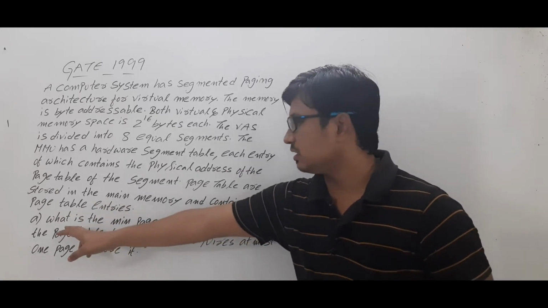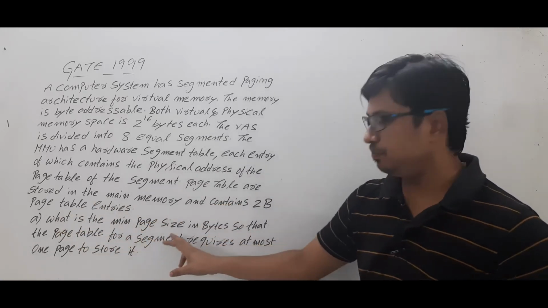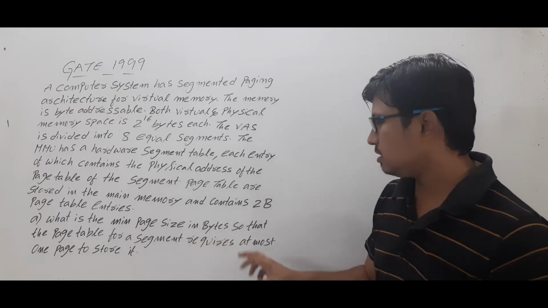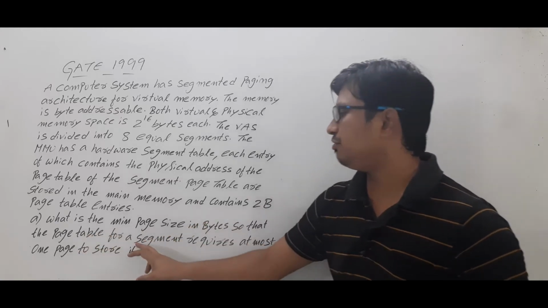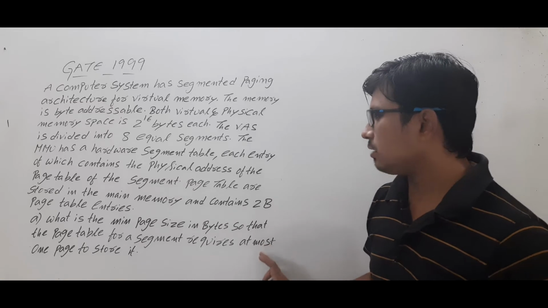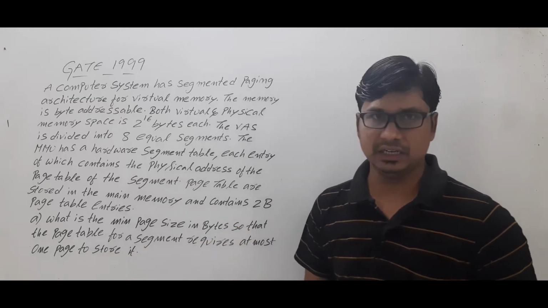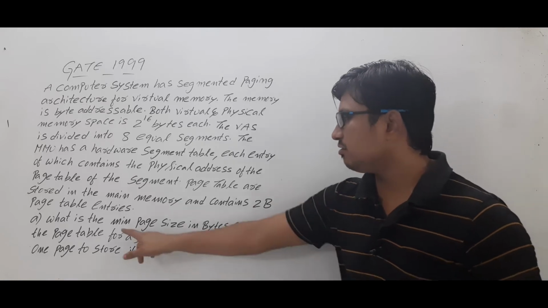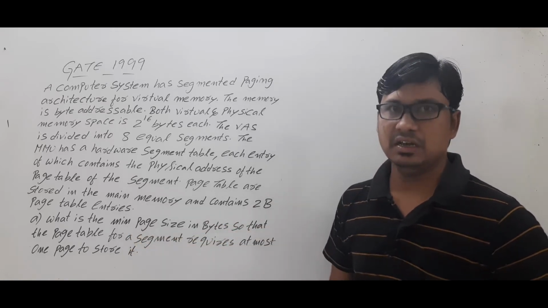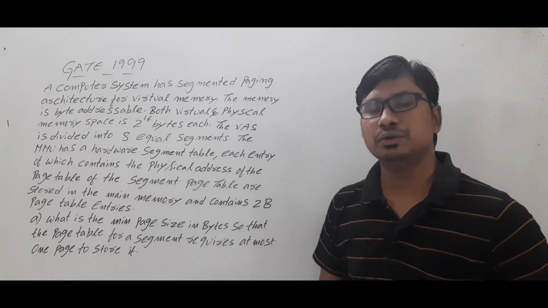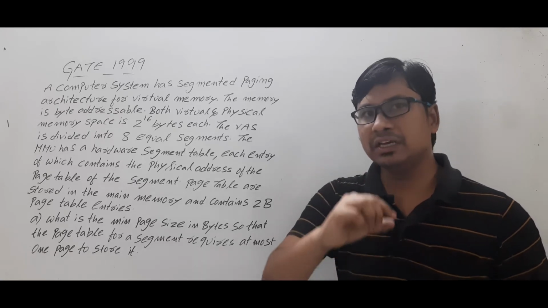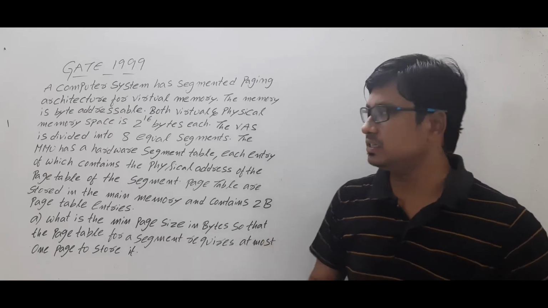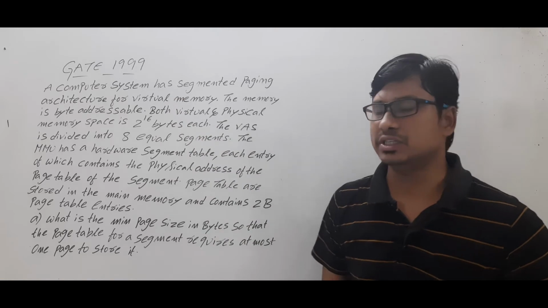Now they are asking, what is the minimum page size in bytes so that the page table for a segment requires at most 1 page to store it. Now they have given what they are asking: find the minimum page size. Now the question is related to segmented paging. Let me give an overview about segmented paging, then I will solve this numerical question.